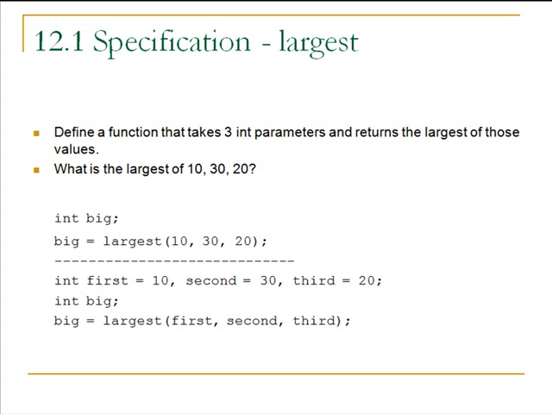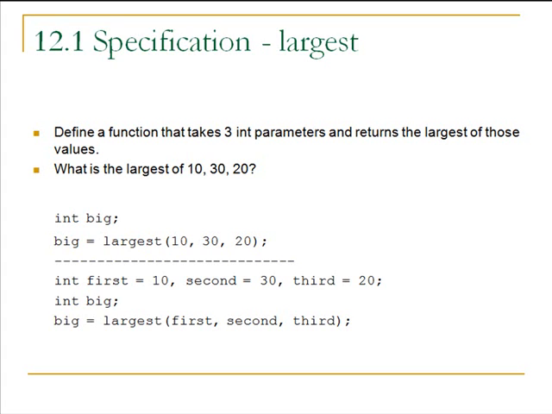So here's an example of how you will call the function that we define. 2 examples actually. The first one says pass in the literals 10, 30, and 20. So this function is defined to take 3 ints. You can give it 3 int variables, or you can give it 3 int literals, or you can give it 3 expressions that evaluate to int.